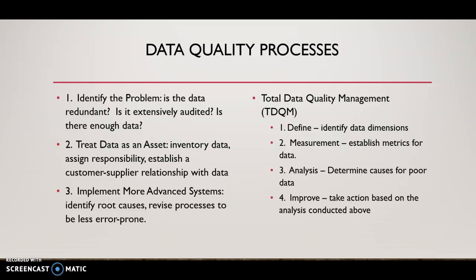Another data quality process is total data quality management, or TDQM. The first step in TDQM is define, identify data dimensions. The second is measurements, establish metrics for data. The third is analysis, determine causes for root data. And the fourth is improve, take action based on the analysis conducted above.